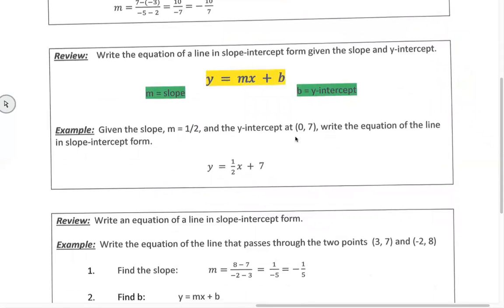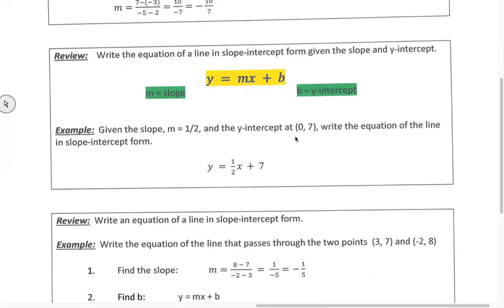Now, for the next part, the y equals mx plus b, this is our formula, okay? Y is y, m is slope, x is the x value, and b is our y-intercept. So those are all the parts, and you'll see what I mean by this, okay? So it says, given the slope m equals 1/2 and the y-intercept at 0, 7, write the equation of the line.